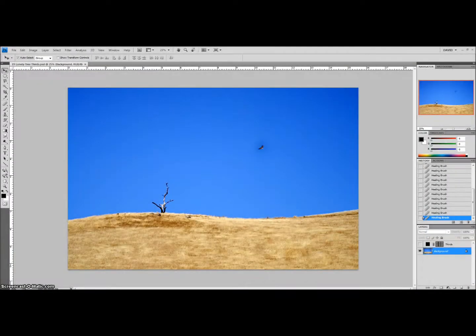Hi everyone. In this video we're going to take a look at composing images with the rule of thirds in mind. This image is generally pretty well composed in terms of the rule of thirds.